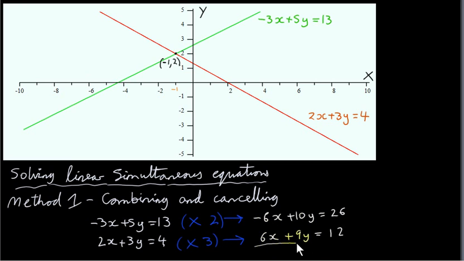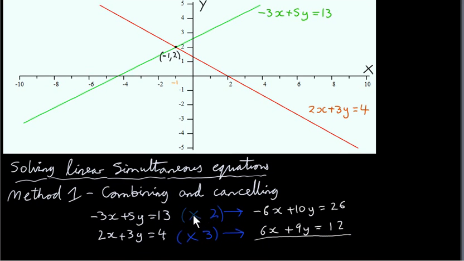The next thing we can do is add these two equations together. So you can see now why we chose the numbers 2 and 3, because we want to get minus 6x here and plus 6x here. Essentially, we multiply minus 3 by the 2, and we multiply the 2 by the minus 3.